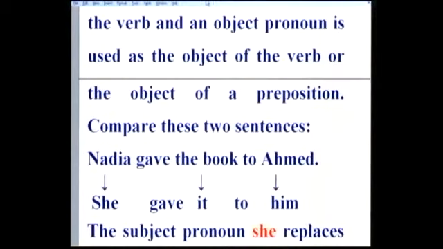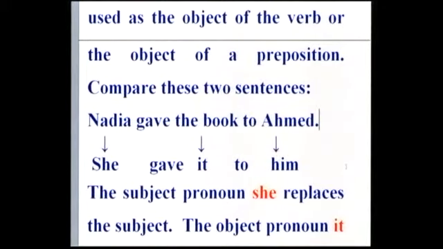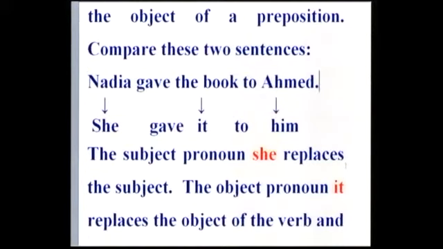Compare these two sentences. Nadia gave the book to Ahmed. Nadia, she, gave the book اللي هو it to Ahmed. Now Ahmed here is a noun that comes after the preposition to. So it is an object of a preposition. يبقى هقول Nadia gave it to him. Now the subject pronoun she replaces the subject اللي هو Nadia. The object pronoun it replaces the object of the verb المفعول به بتاع الفعل اللي هو the book. That's the object بتاع الفعل اللي هو gave.